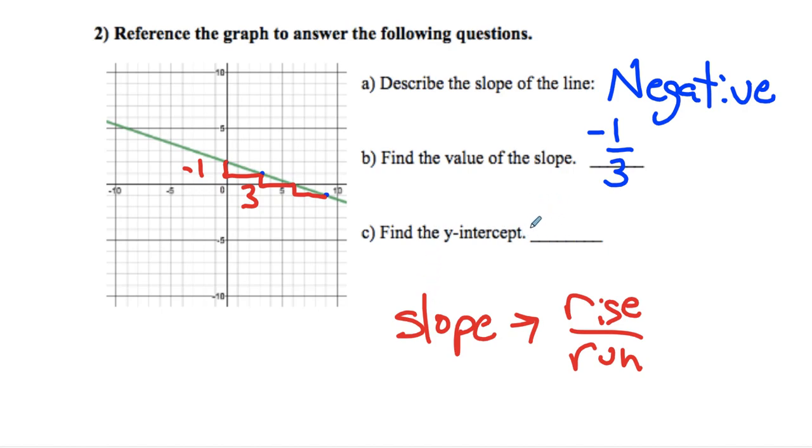And then additionally, I want to find the y-intercept. Well, I find my y-axis. Where does my line cross that y-axis? Right there, at a value of +2. So again, I like to write this as a point because it is in fact a point. If you would just write the value 2, that would be acceptable as well.